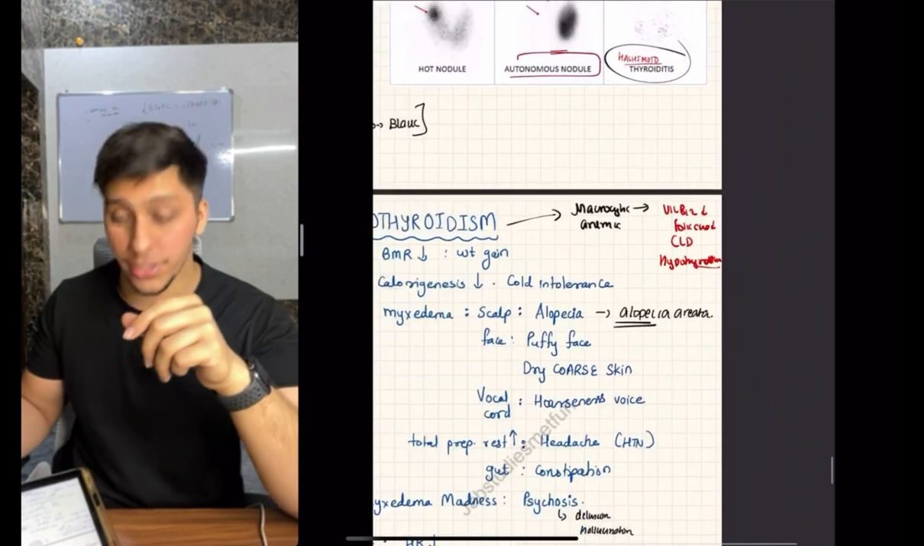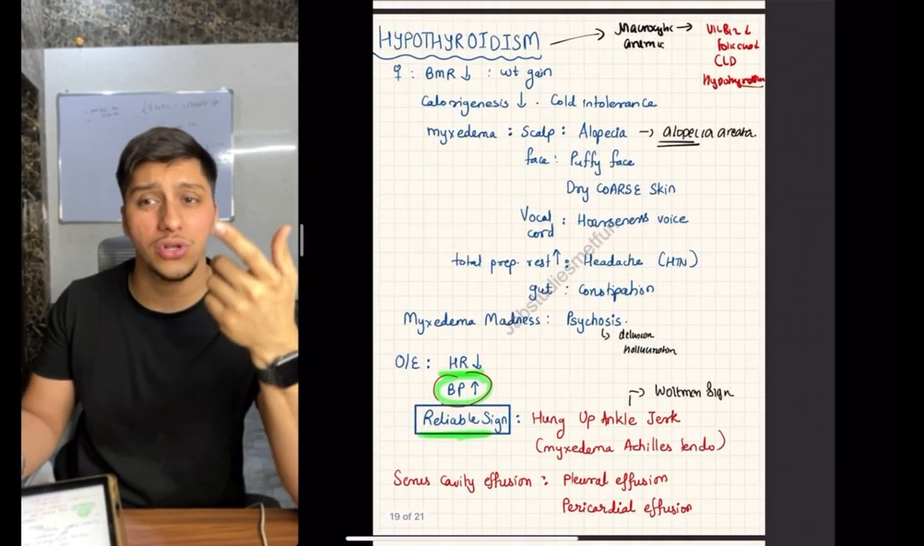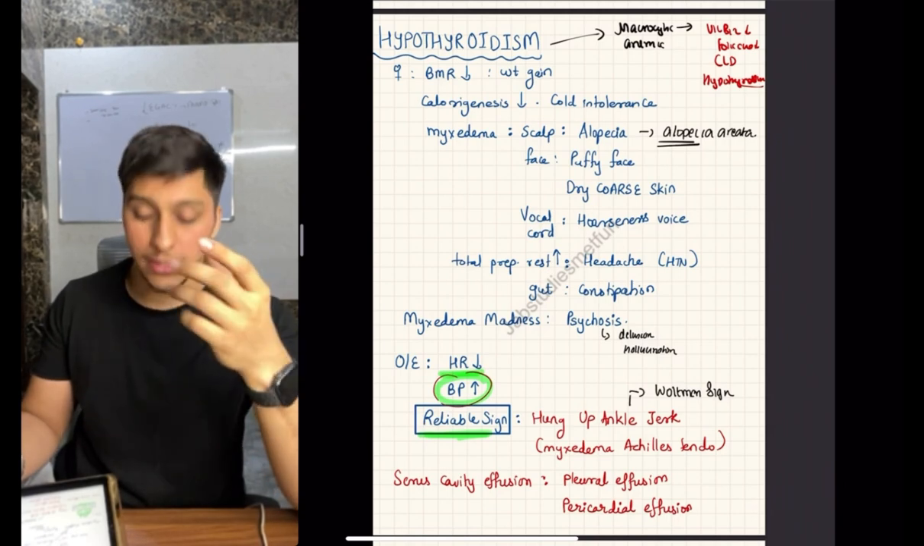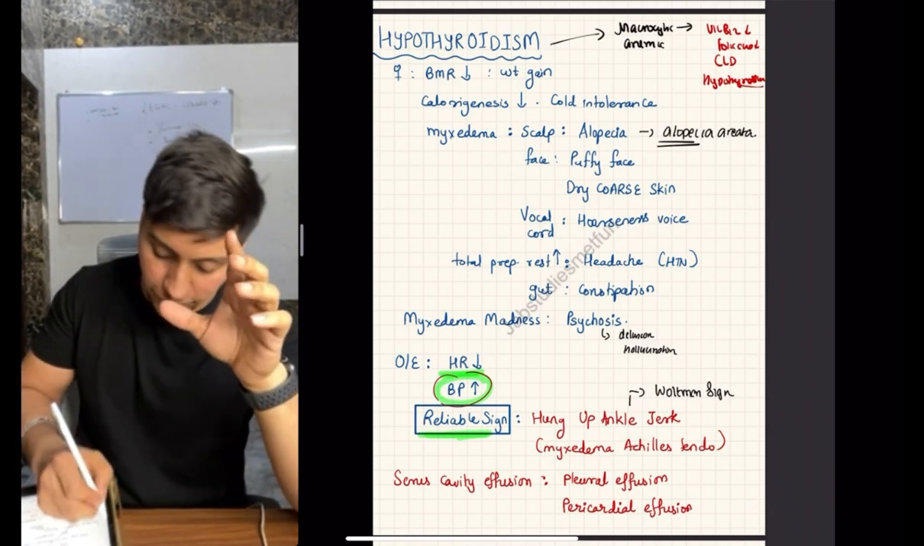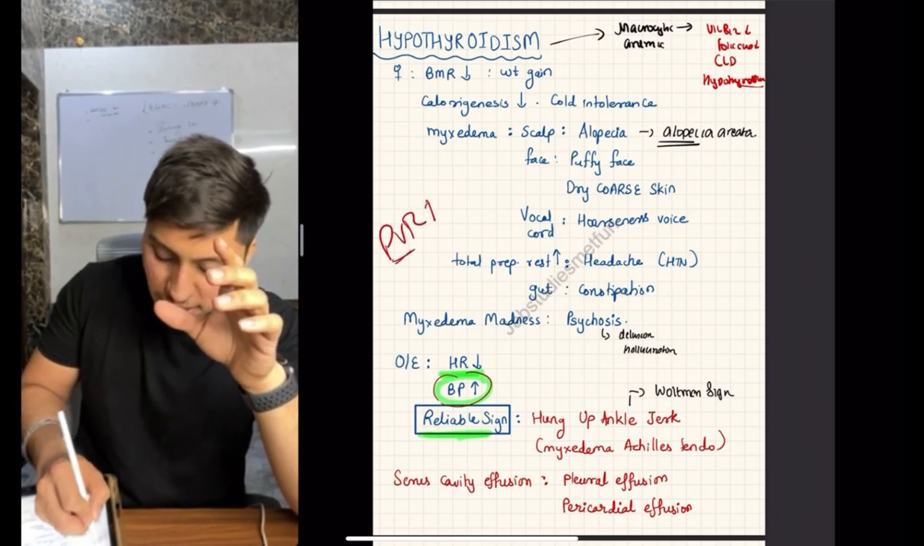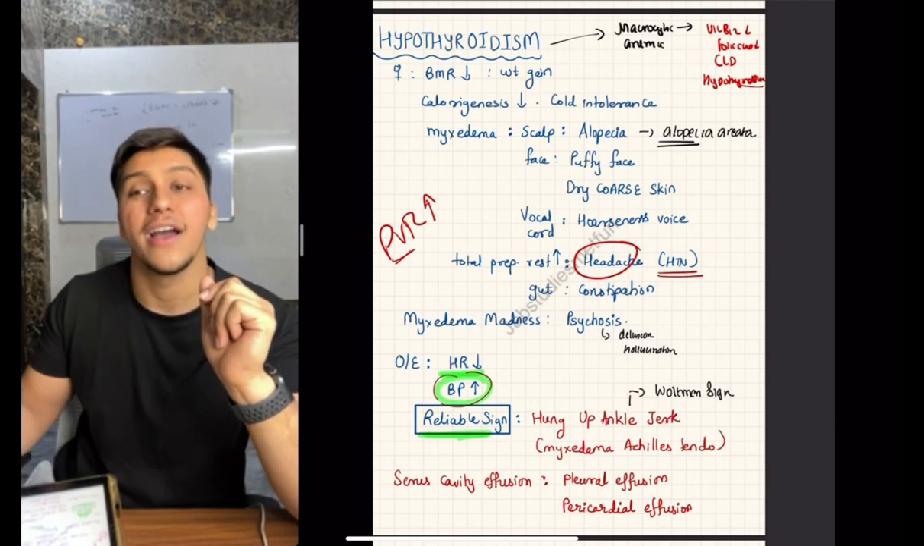Okay, very important. Along with this, you will have dry skin in hypothyroidism. The patient will have hoarseness of voice. Remember, in hypothyroidism, there is an increase in total peripheral vascular resistance. Because of this increase in total peripheral vascular resistance, the patient is going to have headache and hypertension.